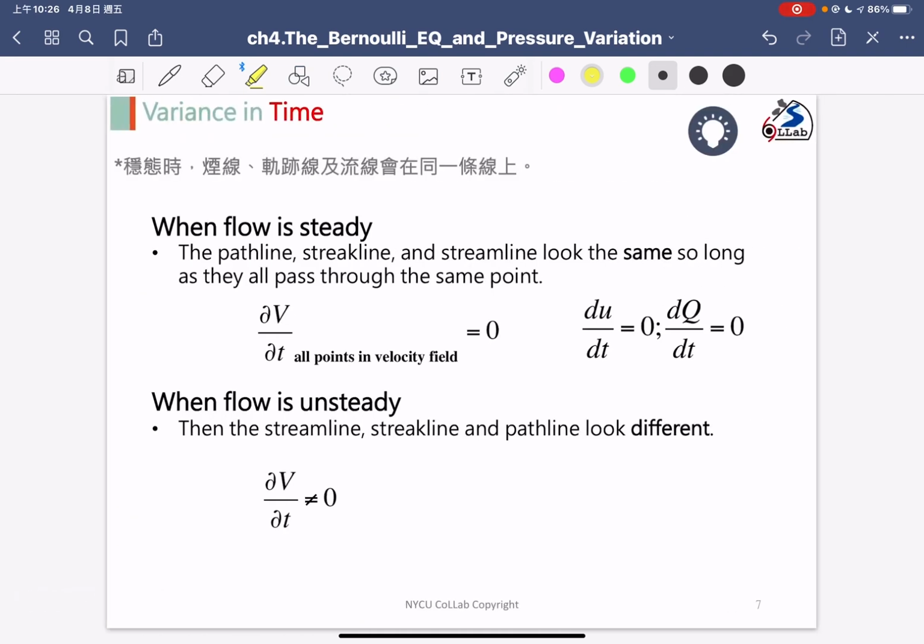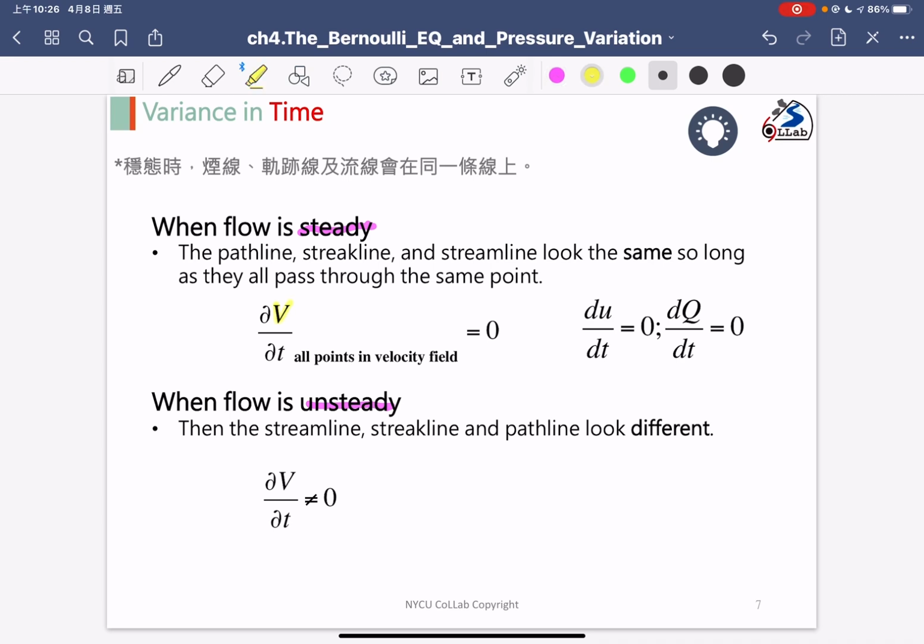Okay, so right now we move on to describe the different flow conditions. The first one we call steady, and the other is unsteady. So here is the mathematical representation. The V is our velocity.